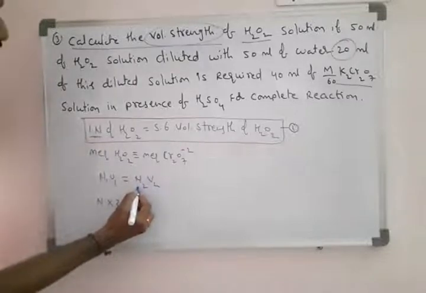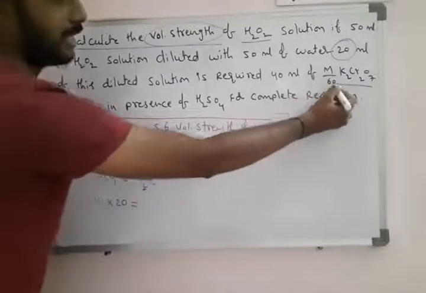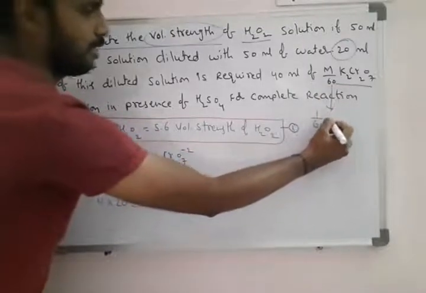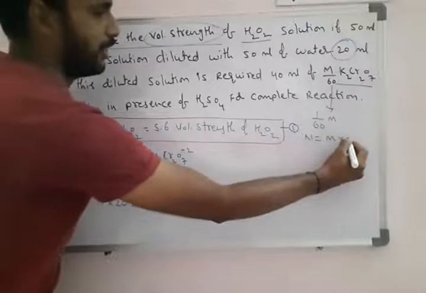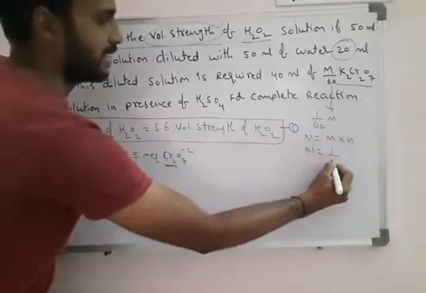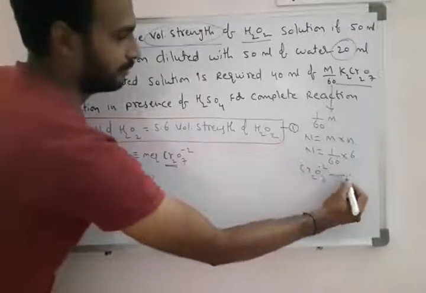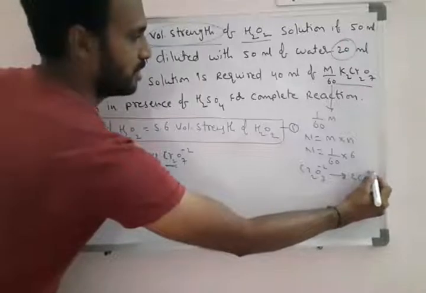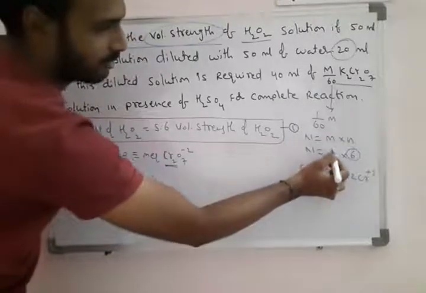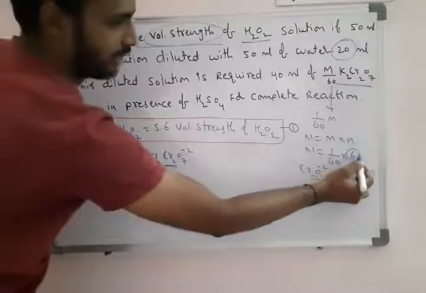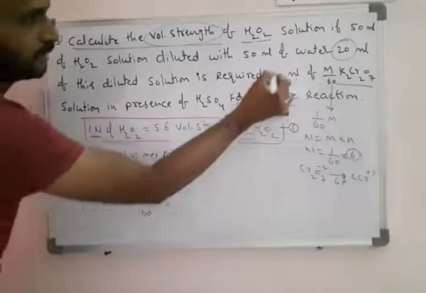N2: what is the normality? This indicates the dichromate ion. M by 60 means 1 by 60 molarity. We know that normality is equal to molarity into n factor. The molarity is given as 1 by 60. The n factor we know is 6, because Cr2O7 2 minus changes to 2Cr plus 3, and the number of electrons changing is 6. That's why the n factor is 6. So normality equals 1 by 60 into 6, which is 1 by 10. We write it here also. What is V2? It reacted with 40 milliliter.